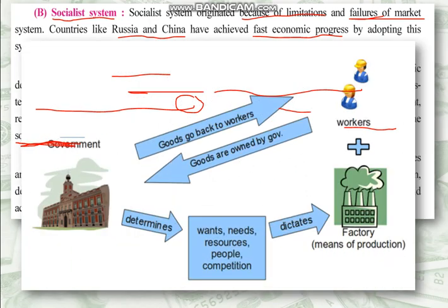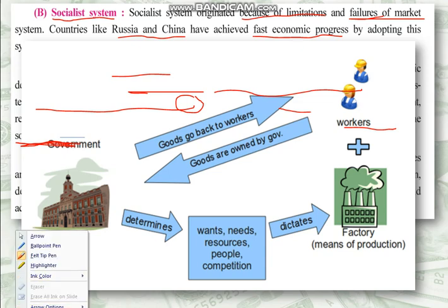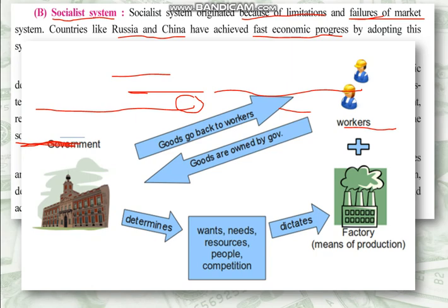Now you can see what is being done here. Say this here is the government. So what does the government do? It determines, means thinks about, what people want, their needs, resources and competition, and all of this dictates its decisions.